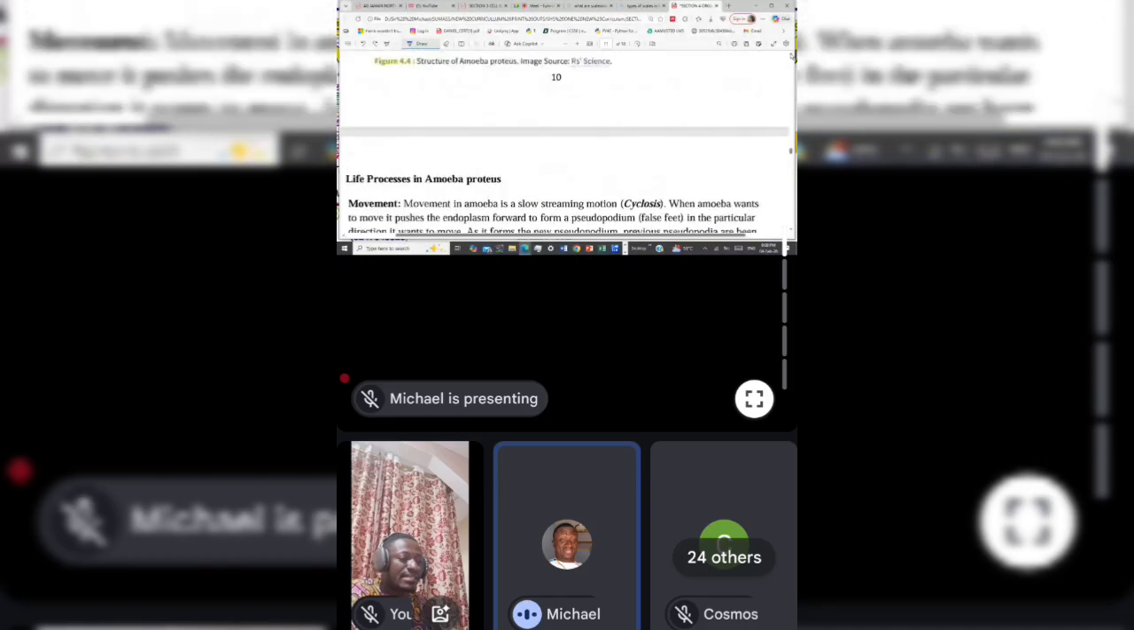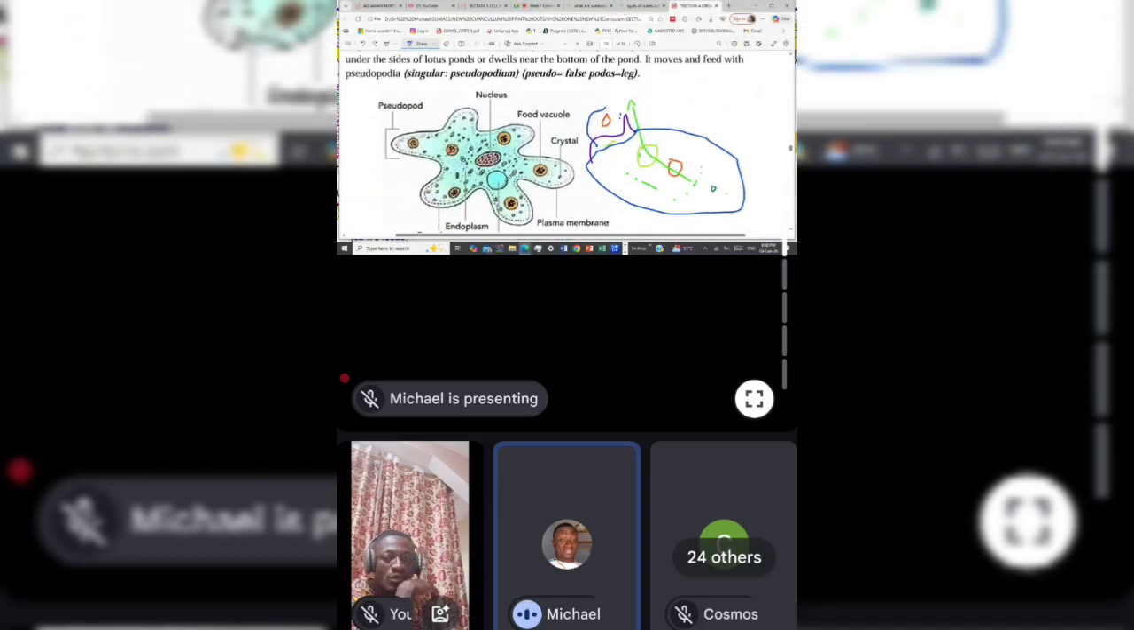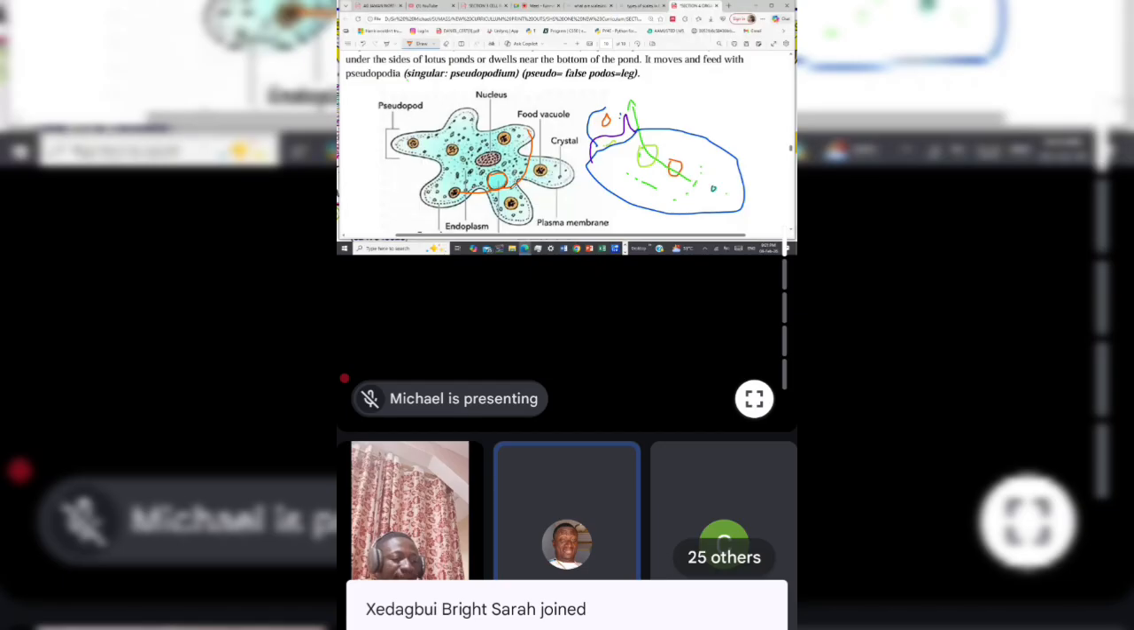So let me show you something here. That's the cell, and this is the contractile vacuole. Let me use red as my pointer over here. I'm trying to draw the outline. Now when it is full, you see that this is the cell membrane. Let's assume the pseudopodia has now withdrawn. It will become something flat-like. So this will become the amoeba's cell. Now this contractile vacuole has been pushed to the end of the cell membrane.